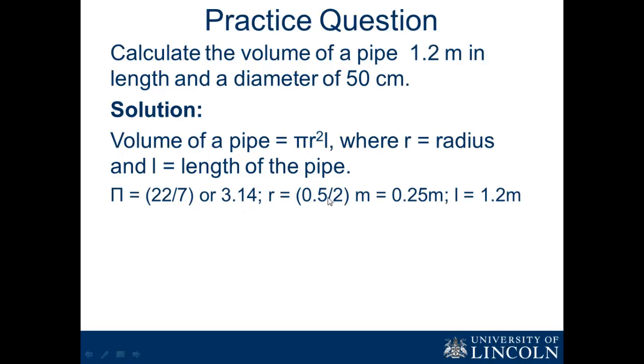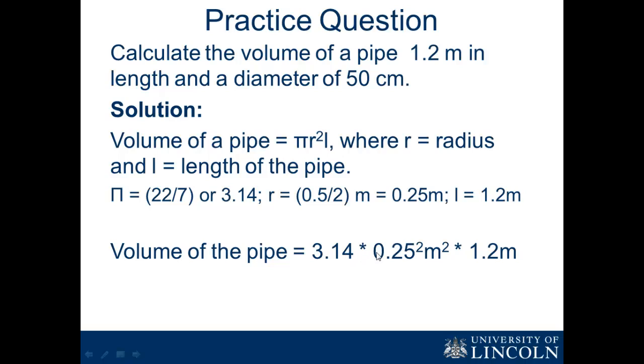Our R here is equal to 0.5 divided by 2. Now we have our diameter as 50 centimeter. We've converted that to meter, which is 0.5. Your diameter divided by 2 is your radius. So we have 0.25 meters as our radius. And our L is already given to us in meter. So we just need to put that in the formula. 3.14 multiplied by 0.25 square, multiplied by h, which is 1.2, your height or your length. When you put that in your calculator, you get the volume of the pipe to be 0.2355 meter cube.